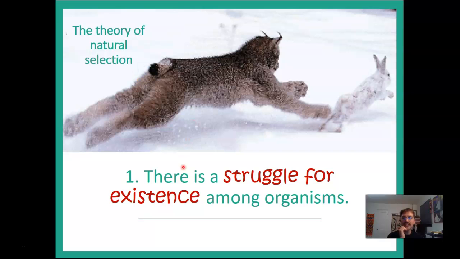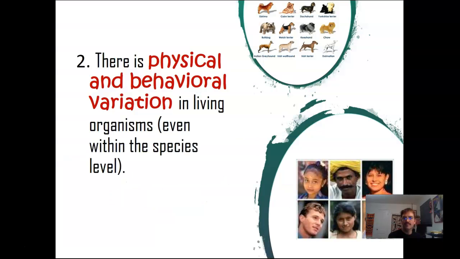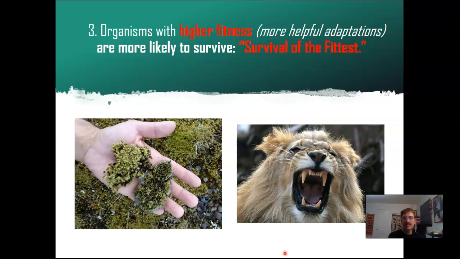So the theory of natural selection, there's a struggle for existence among organisms. So remember, organisms, obviously, they struggle for food, habitat, mates. This is competition. There is physical and behavioral variation in living organisms. For human variation, we have eye color, skin color, height, weight, facial hair, intelligence, nose size. Dogs, you can think of dog breeds. And organisms with higher fitness or more helpful adaptations are more likely to survive. It's the survival of the fittest.